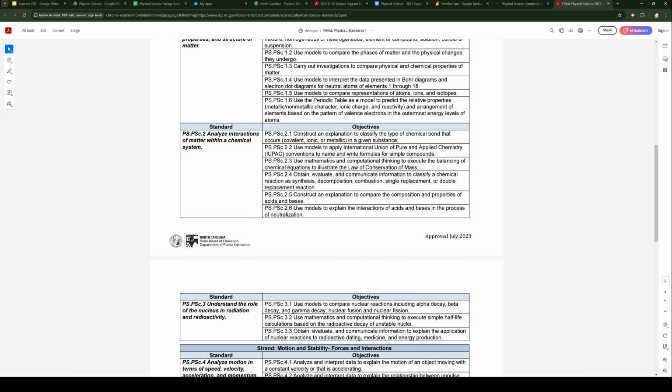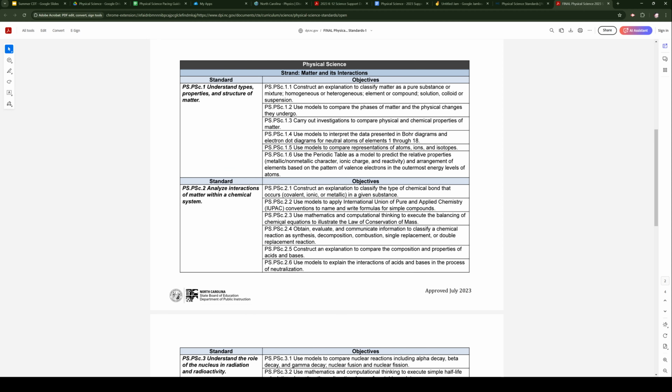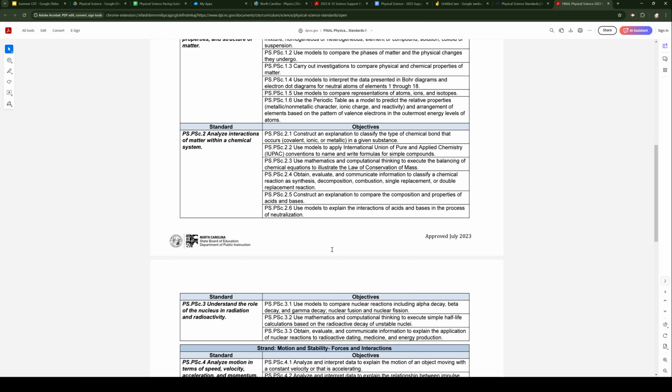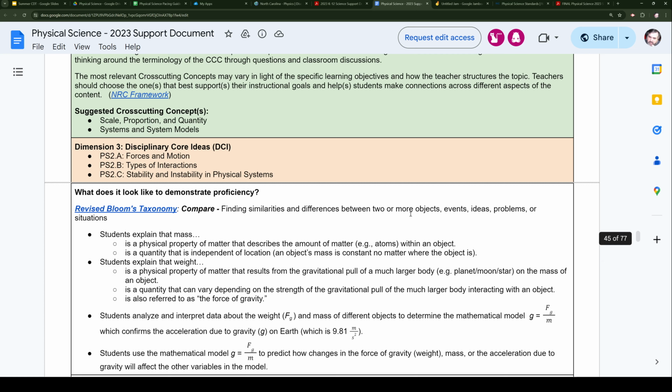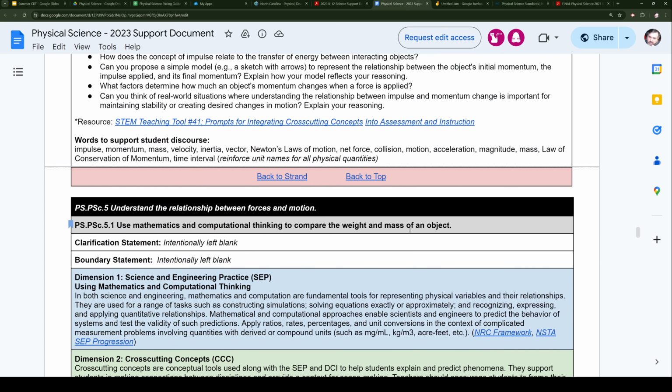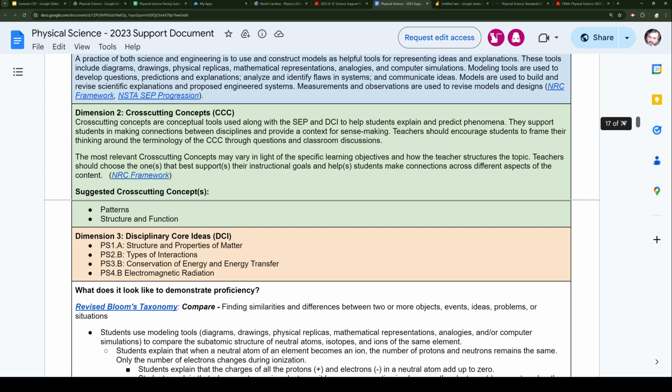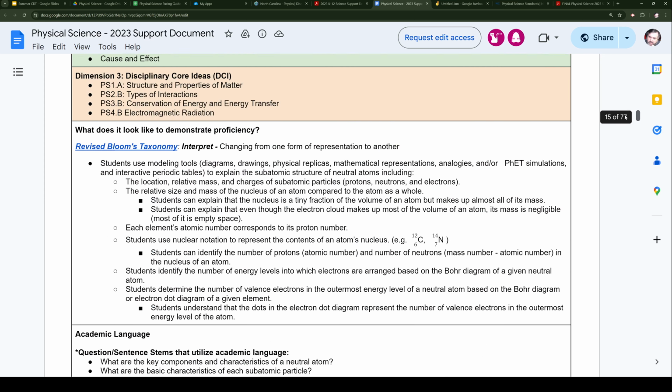There's definitely some differences here. I'm curious to see. Actually, while we're here, naming. Do they talk about nomenclature at all? Type of bond, use models, the International IUPAC conventions to name and write formulas for simple compounds. So what exactly do you mean by that? 2.2. So let's see if we can go back to this 2.2. I am curious about that before I stop recording here.